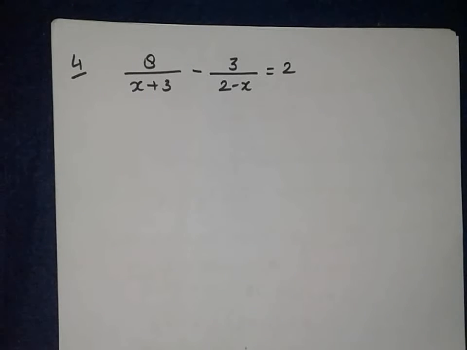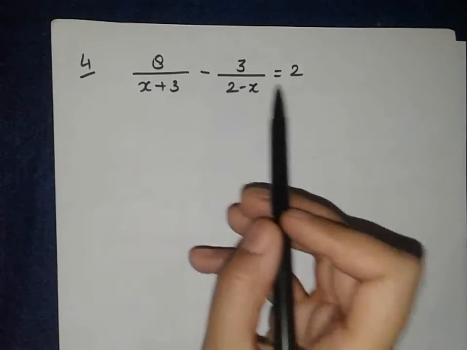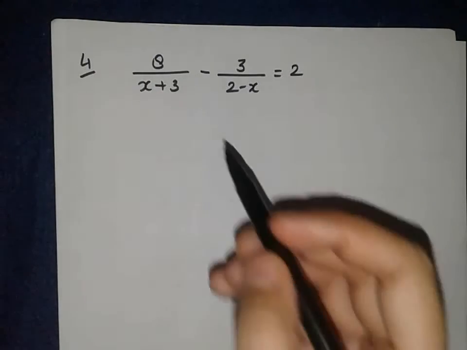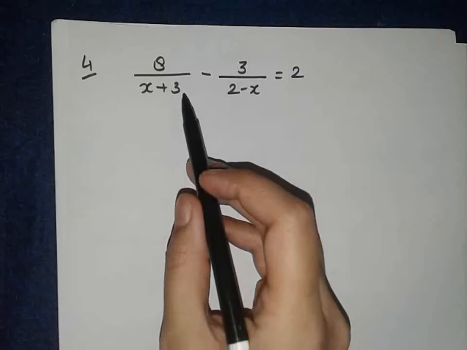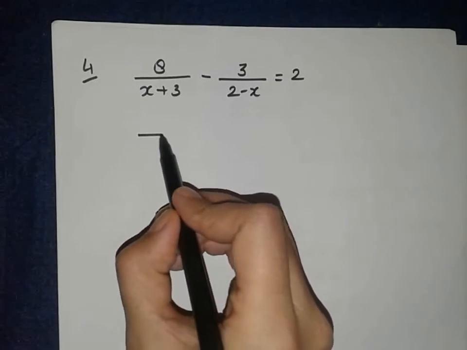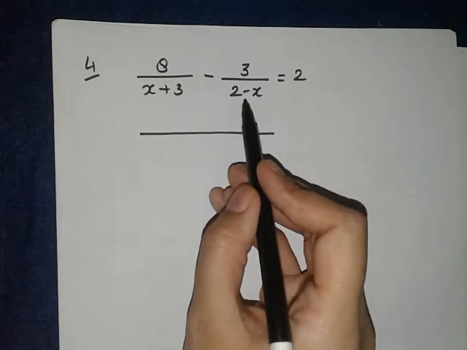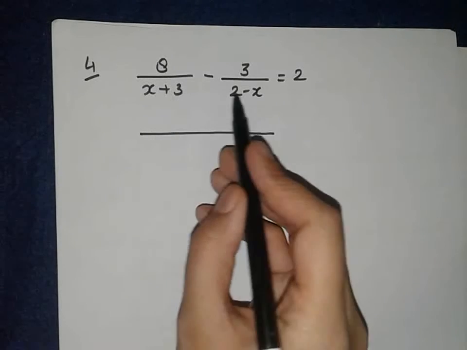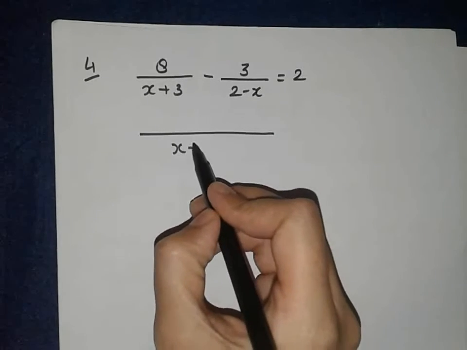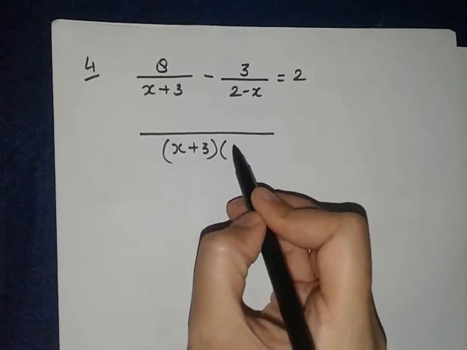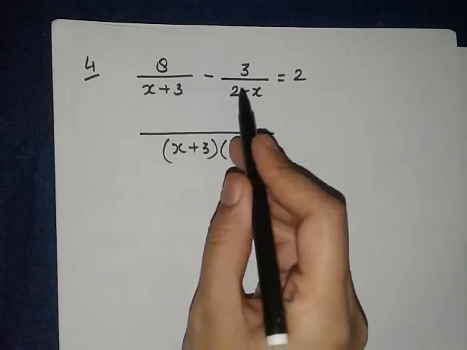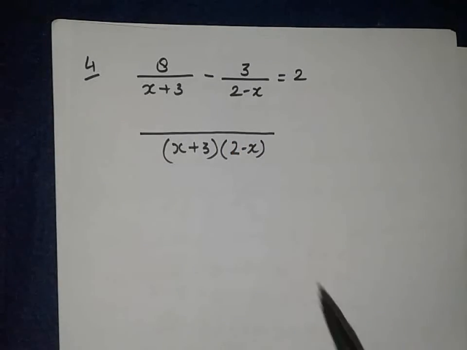Let us discuss one more question. The question is 8 upon (x plus 3) minus 3 upon (2 minus x) is equal to 2. We have two fractions on the left hand side and they are given in difference. The first step will be solving these and converting them into a single fraction. So first I will solve the fractions, taking the LCM. LCM of x plus 3 and 2 minus x is equal to their product, that is (x plus 3) into (2 minus x). This is how we take LCM.